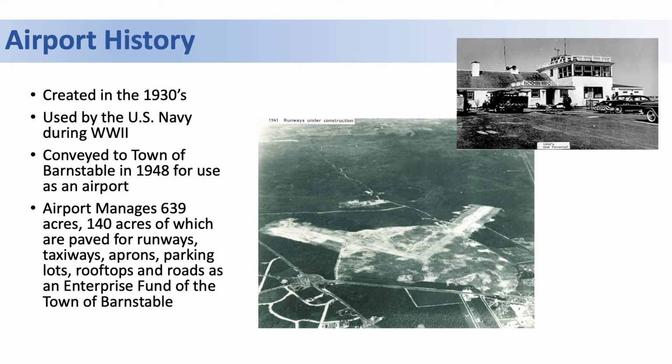To provide some context and background, here's a little history of the airport. It was created in the 1930s and used by the United States Navy during World War II. The airport was conveyed to the town of Barnstable in 1948 for use as an airport. The airport currently manages 639 acres, 140 acres of which are paved for runways, taxiways, aprons, parking lots, rooftops, and roads, and serves as an enterprise fund to the town of Barnstable.